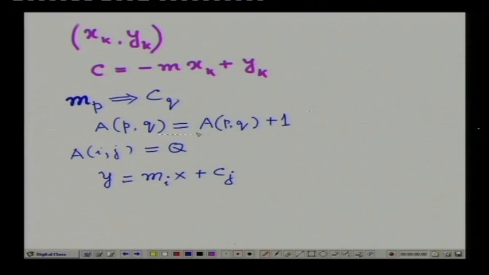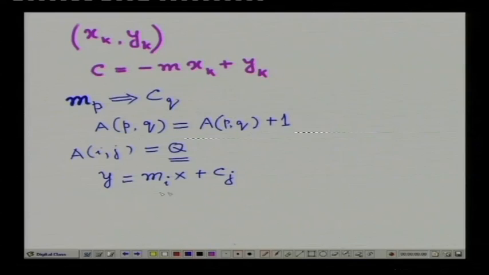And for every point, wherever I get a corresponding value of m and c, the corresponding accumulator cell is incremented by 1. So, at the end of the process, if a particular accumulator cell A_ij contains a value capital Q, this is an indication that in the spatial domain I have capital Q boundary points which are lying on the straight line y equal to m_i x plus c_j.